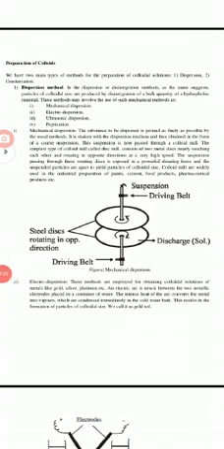We have two main types of methods for the preparation of colloidal solutions. First one is dispersion method. Second one is condensation method. What is dispersion method? Large particles are broken into colloidal size particles. We use different dispersion methods. First one is mechanical dispersion. Second one is electro dispersion. Third one is ultrasonic dispersion and also peptization.